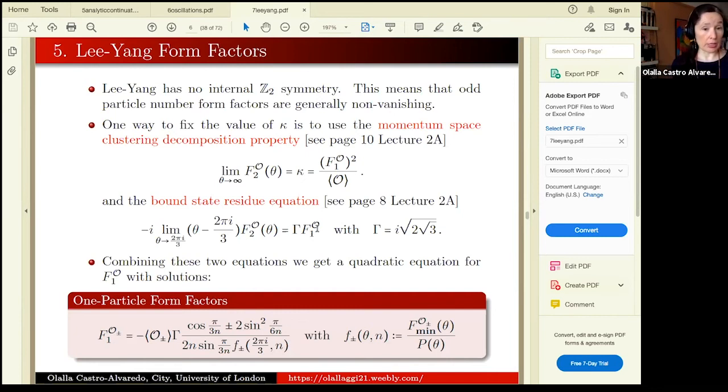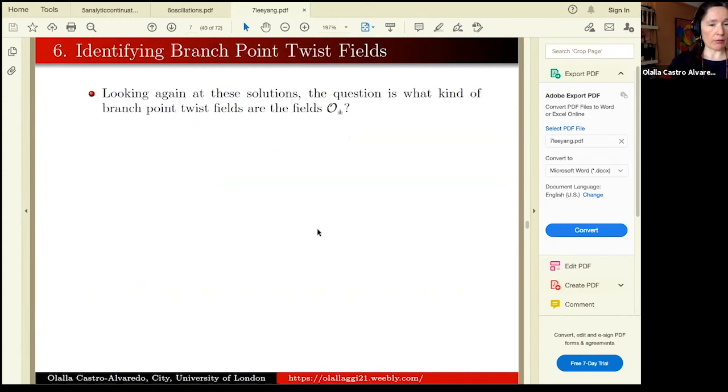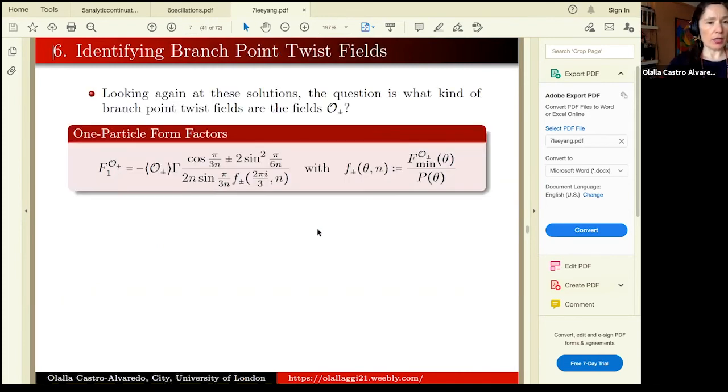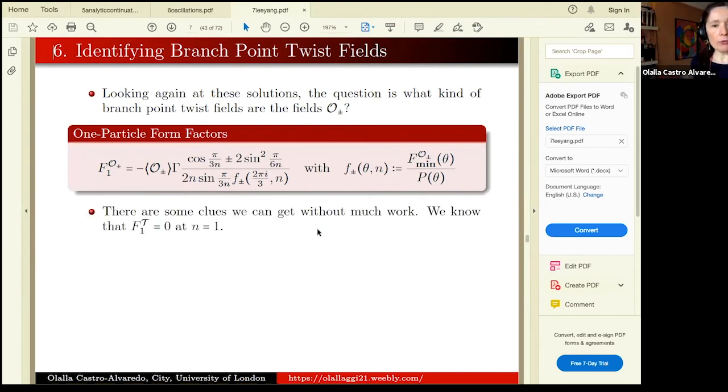Still, you don't know what these solutions correspond to yet. So what operator is this? Is this the standard twist field? Is this something else? So you don't know that, but it's not hard to find out. And I'm coming to the conclusion of this. So what are these fields? Well, these are the one particle form factors here. Now remember that one thing I told you many, many times today is that the form factors of the twist field are 0 at n equals 1, should be. So if you look at that formula, you actually realize that this happens for O minus, for the minus sign, okay? It should happen at least, unless I made a typo somewhere.